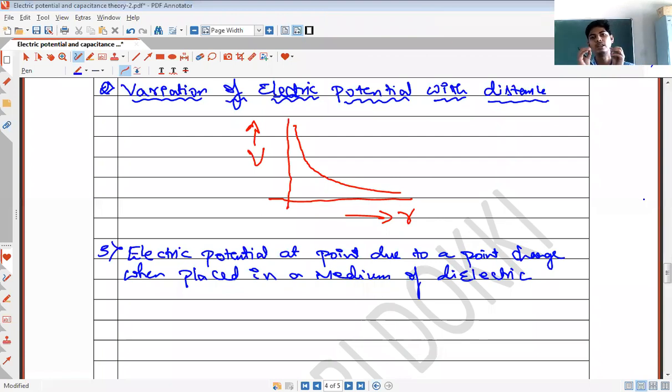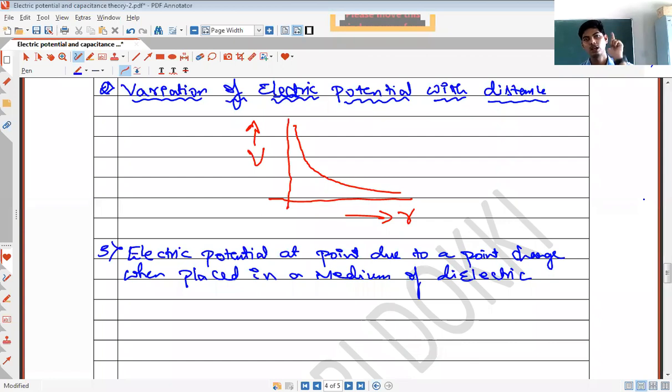So whenever you place a point charge in a medium of dielectric constant K, the electric potential is going to decrease. Remember, whenever two charges are placed in a medium, the force between the two charges decreases. Whenever a charge is placed in a medium, the electric field produced by the point charge at any point decreases in comparison with air. Whenever the charge is present in a medium, the potential at a point due to this point charge decreases in comparison with air.